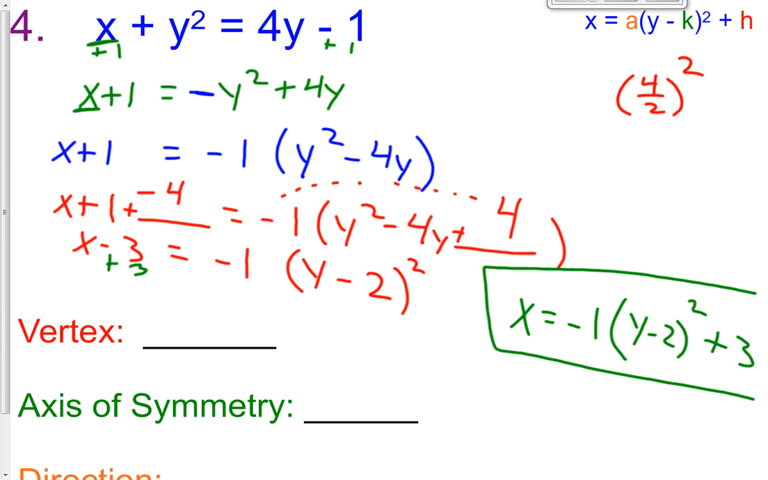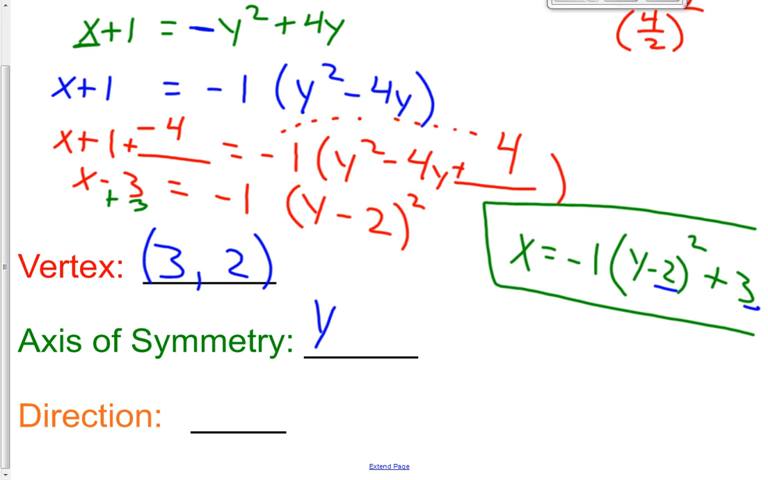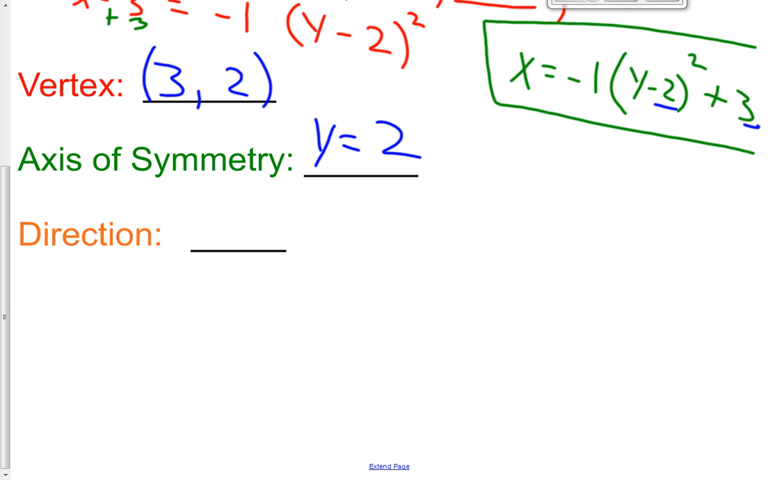Interpreting our information now, our vertex is at h, which is 3, and k, which is a positive 2. 3, 2 is your vertex. Your axis of symmetry is a y equals line, y equals the y coordinate, which is y equals 2. And lastly, your direction of opening, because your a value is negative, it is going to open up to the left. So that is how you do problem number 4. Let me know if you have any questions when you get to class tomorrow on Sideways Parabolas.